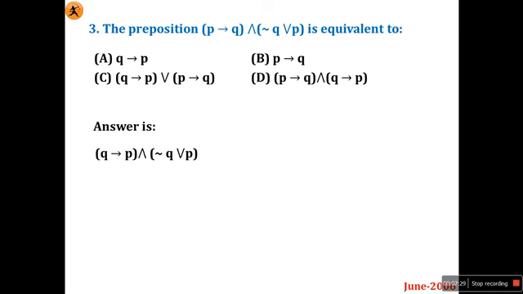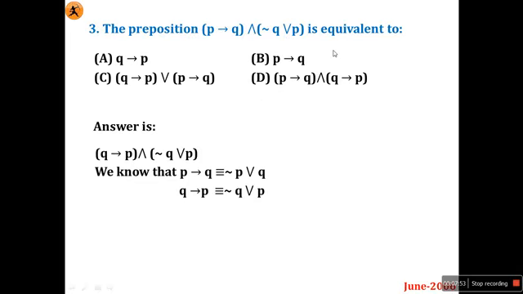Implication law. What is implication law? Actually, P implies Q is negation of P or Q. This is a standard formula. P implies Q is negation of P or Q. This is the implication law. Now the given is negation of Q or P. This is negation of Q or P. You may write Q implies P. Now look at P implies Q and Q implies P. So the answer is D.